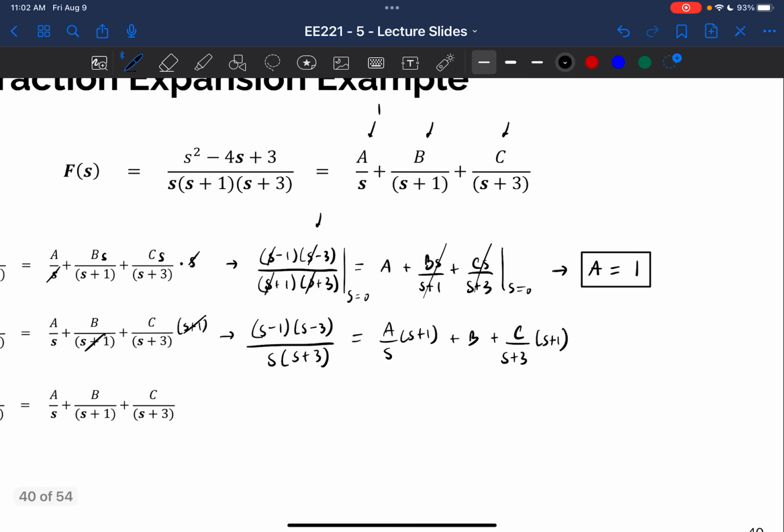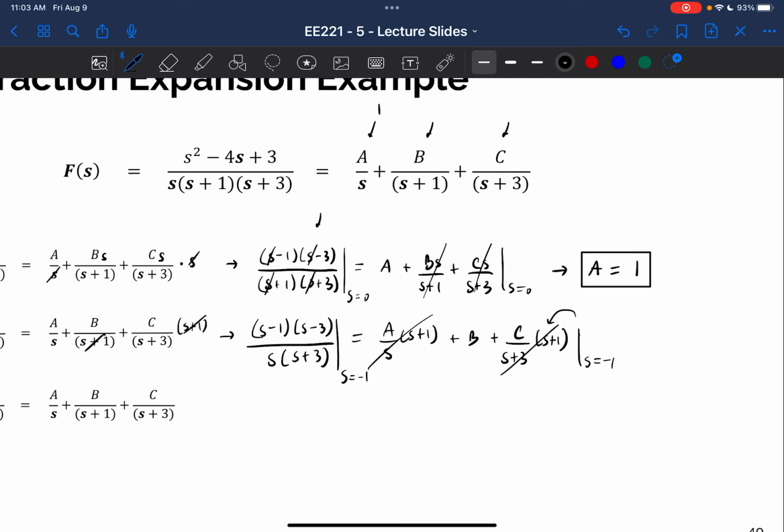And what do we have to do? We have to evaluate both sides at s equals -1. Why s equals -1? Because that's the value that causes the A and the C terms to go to 0, right? If I plug in a -1 here, that goes to 0. So this goes to 0, this goes to 0, and all I'm left with is B. So B is going to be this expression evaluated at s equals -1.